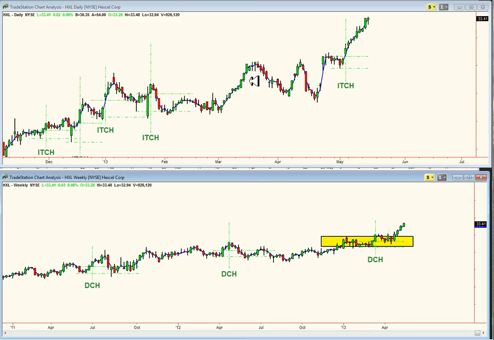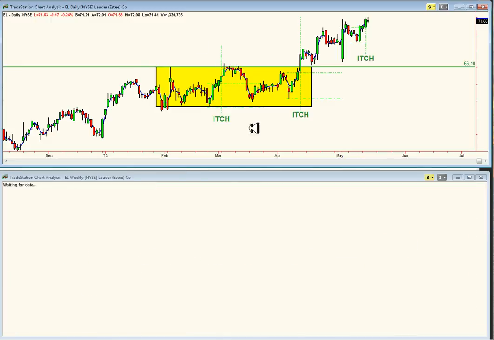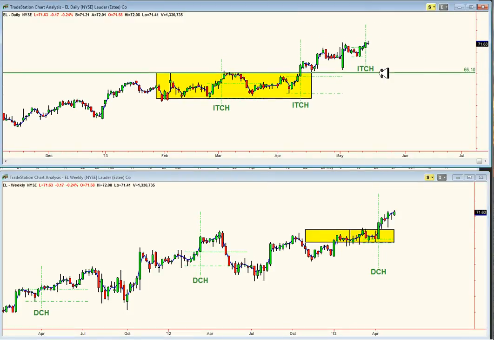HXL, and you can see that consolidation play out on the daily chart also. And then it broke, came back, tested, and continued higher. How about EL? You can see EL had a nice long consolidation on the weekly chart, and here's your consolidation playing out. Here was one, developed a resistance area, pulled back right underneath that breakout, and then fired another one. Kind of an ugly chart there.